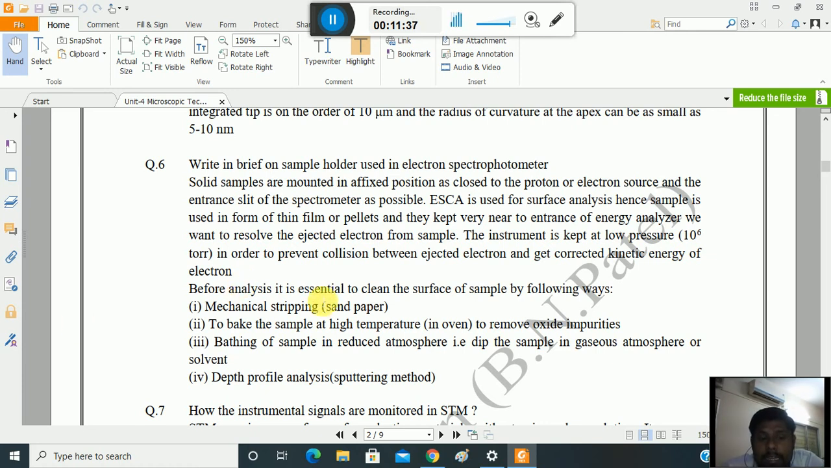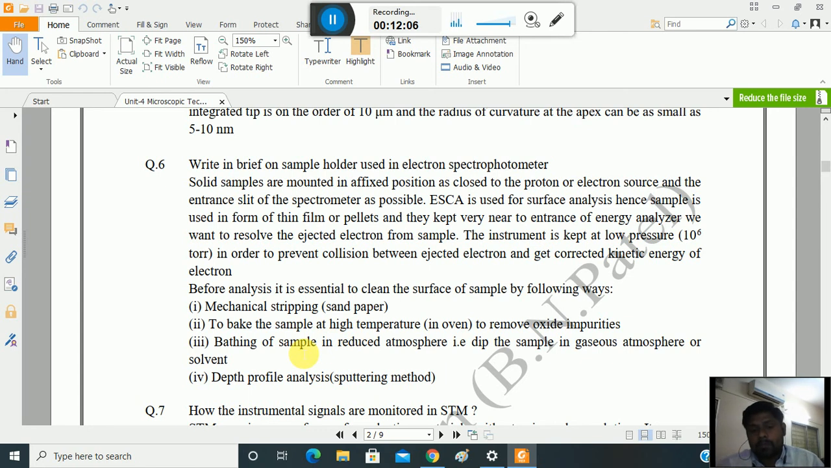Now before analysis it is essential to clean the surface of the sample, and that is done by some mechanical stripping like sandpaper. That means if I want to analyze the surface of a particular material, then with the help of some sandpaper, that is mechanical stripping, you can clean the surface. Bake the sample, put that sample in an oven to remove the oxide impurities.